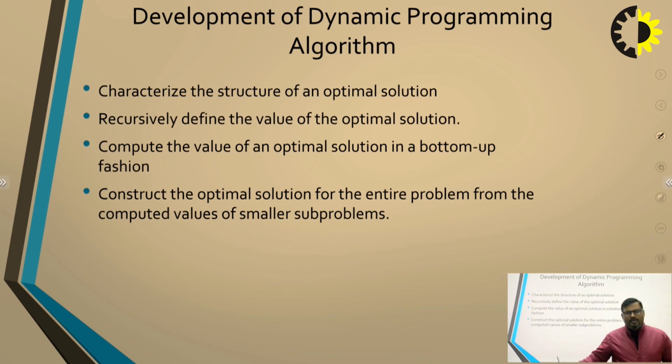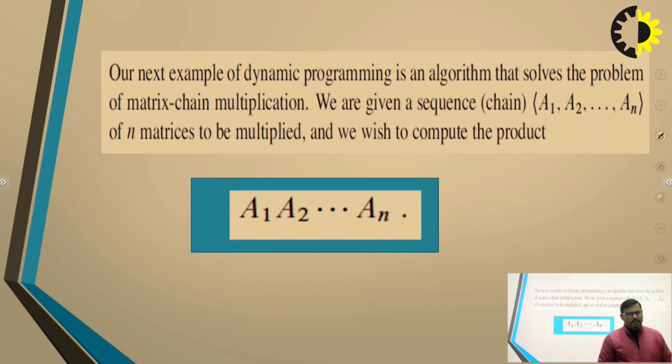Okay, the development of a dynamic programming algorithm is considered in these steps. First point, characterize the structure of an optimal solution. Second, recursively define the value of the optimal solution. Third point, compute the value of an optimal solution in a bottom-up fashion. Next thing, construct the optimal solution for the entire problem from the computed values of smaller problems. Okay. These four steps will be considered here.